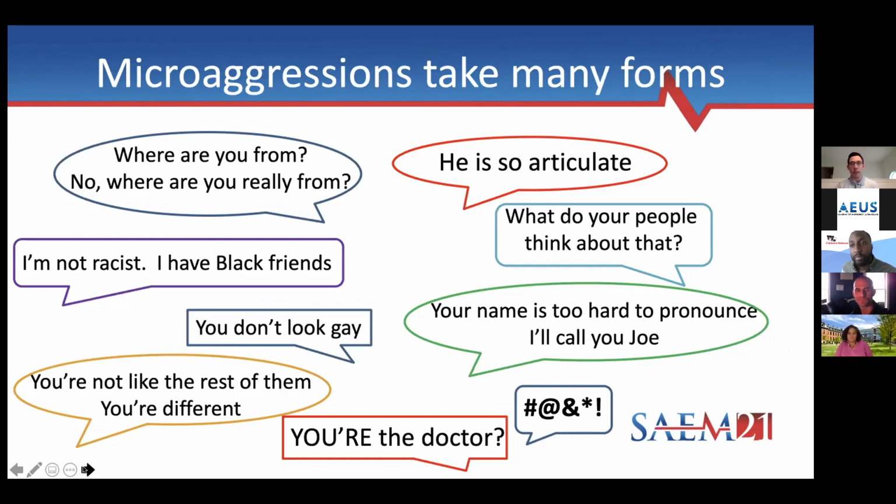Or you don't look gay is again that is often thought by the person who's saying it to be a compliment, and that's problematic. And so those ones are just hard. Or you're not like the rest of them. You're different. What are you saying there, right? Yeah. Do either of you or anyone in the group have any tools that you use to confront this when this happens?